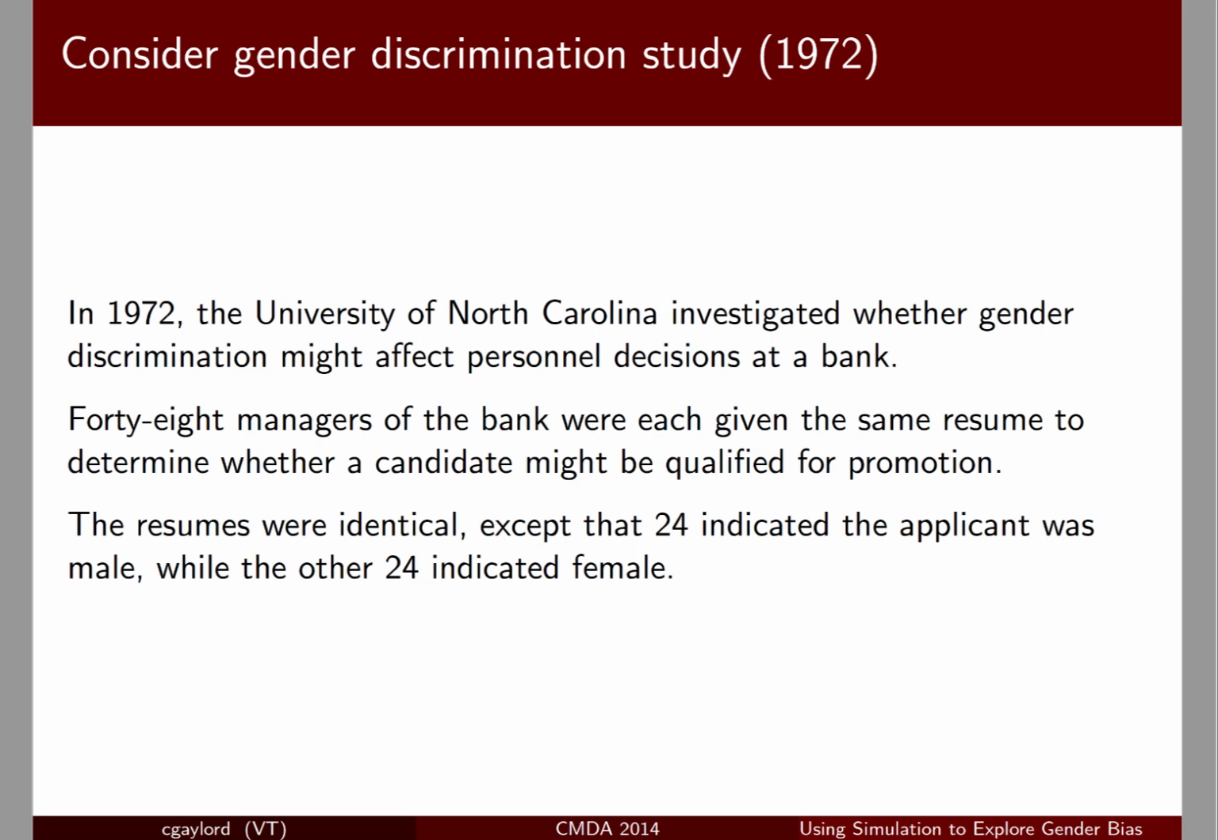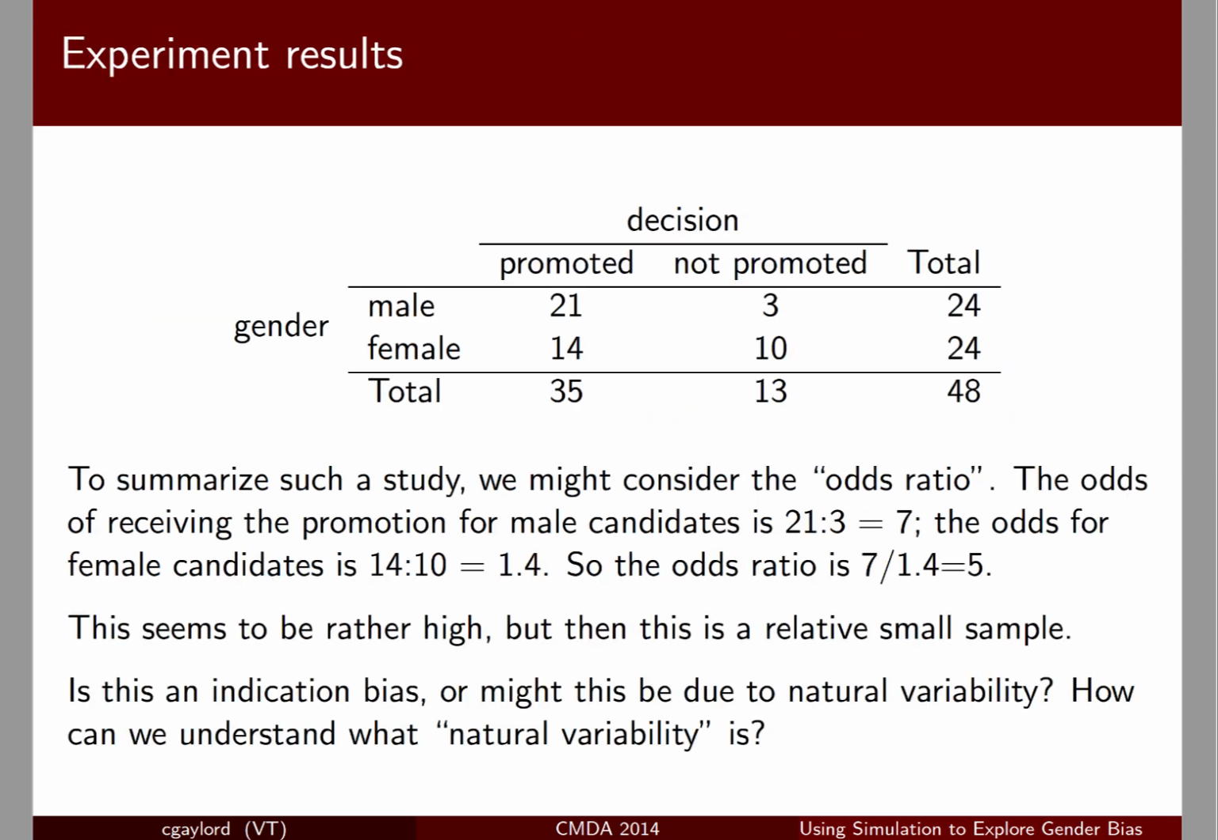And then the 48 managers were told to evaluate the resume in front of them and assess whether the person is qualified for promotion. As it turns out, in this particular case, there were 35 managers who felt that the candidate was qualified for promotion. But of those 35, 21 of them happened to have a male candidate, and 14 had a female candidate. Or of the 24 male candidates, 21 of them were selected for promotion, and of the 24 female candidates, 14 were selected for promotion. Remember, these resumes are identical, except for the indication of the gender of the applicant.